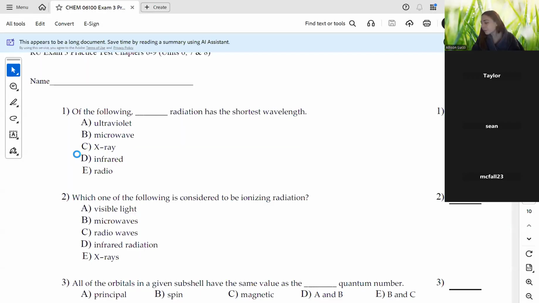So definitely, bring a calculator with you just in case. You'll be provided a periodic table as always. And of course, I'm there if you have any other questions.